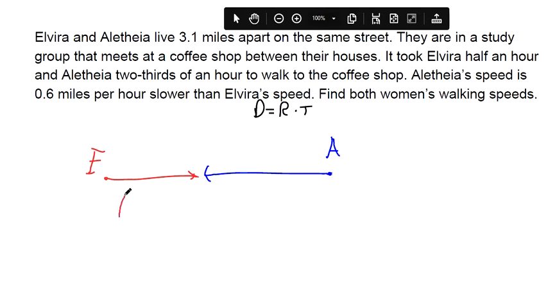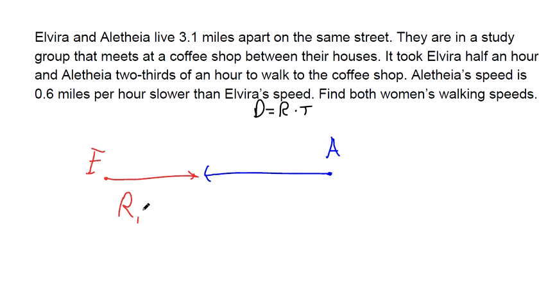Right? This distance is some rate, and I'm going to call it r sub 1 because there's two different rates going on in this problem. We want to distinguish them. Elvira's rate times Elvira's time. It took her half an hour, so I'm going to write 0.5. Let's use a fraction, actually. So the rate times time.